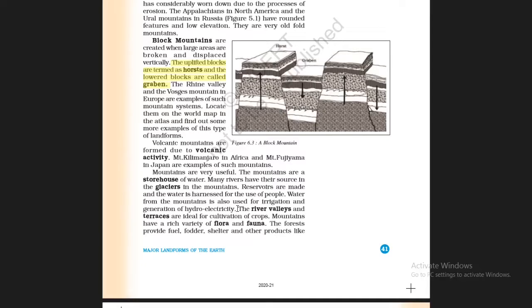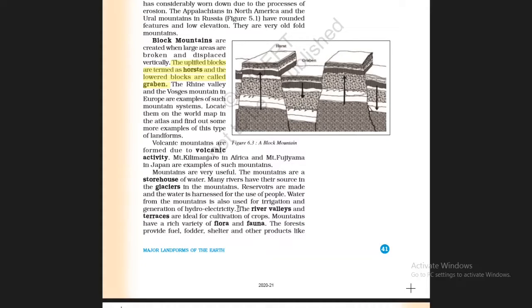Many rivers have their source in the glaciers in the mountains. When you see the Ganga, Brahmaputra, Yamuna rivers, the rivers which we can see, it is because of glaciers. From the Himalayas, this glacier flows, and we can see these rivers of our India. Many rivers have their source in the glaciers in the mountains.